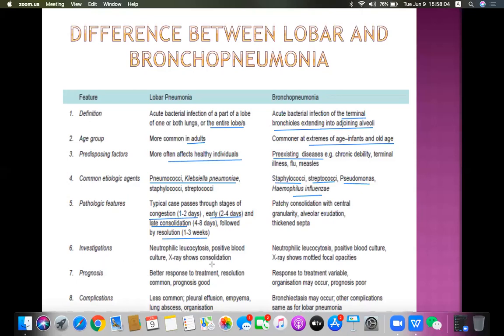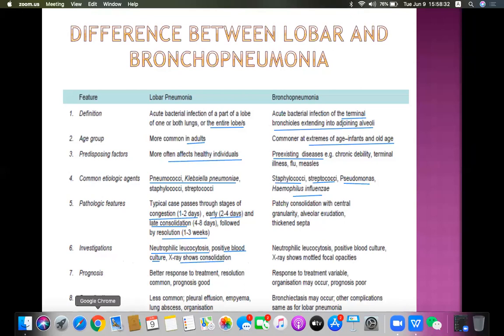Regarding the investigation, very easy, you have to do CBC. CBC means complete blood count. It will show neutrophilia. Blood culture should be done because it is bacterial infection, and X-ray is a must. X-ray shows consolidation of the entire lobe. Whereas in bronchopneumonia, similar type of things, but X-ray shows focal opacity, which is present here and there.